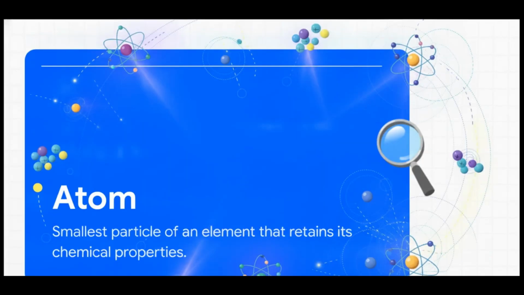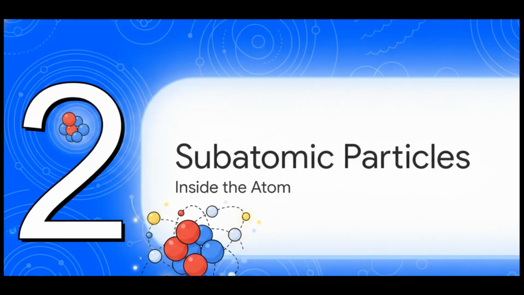By definition, an atom is the smallest particle of an element that still acts like that specific element. But, and this is where it gets super interesting, they are not just solid, boring little spheres. They actually have this highly organized internal structure made of even smaller pieces. Which brings us nicely to Section 2, the three subatomic particles.